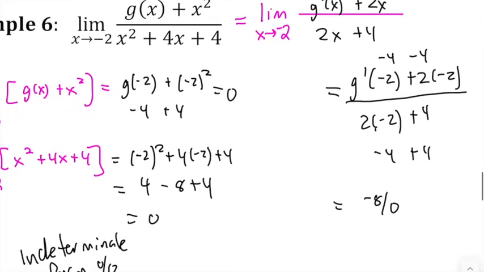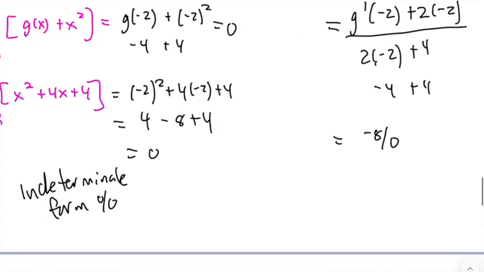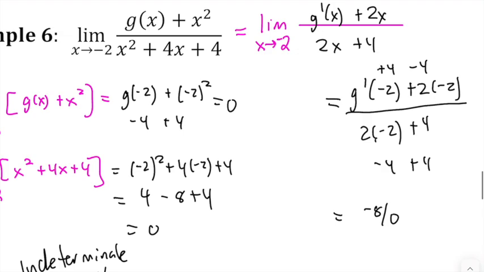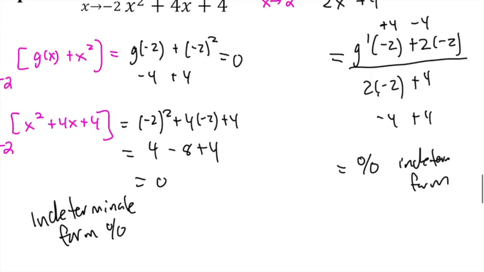What did I do wrong? g prime of this is supposed to be positive 4. So again, we have 0 over 0, which is indeterminate form. That is awful handwriting. But again, what we're going to do is just take the derivative again.